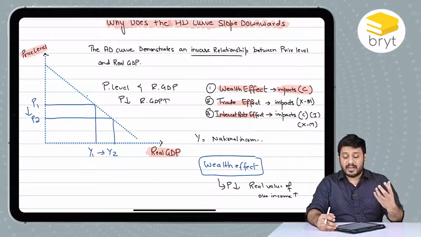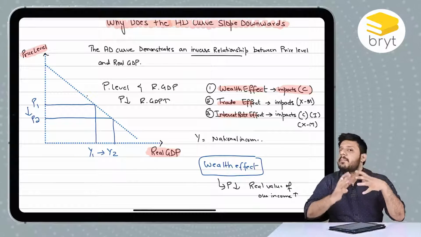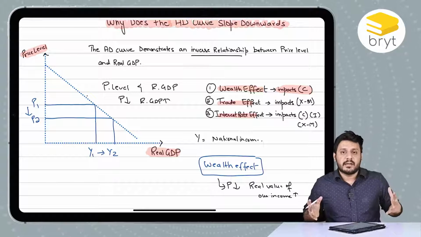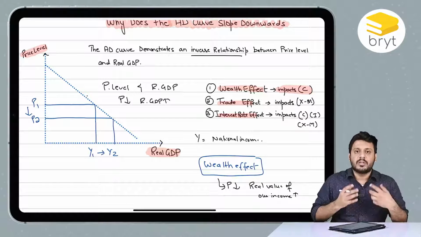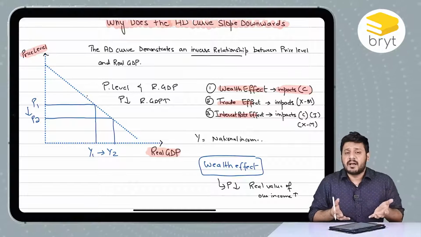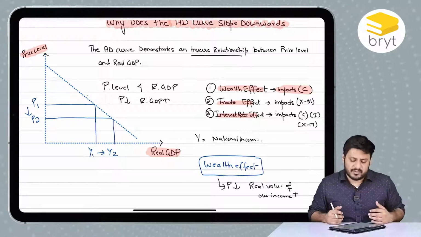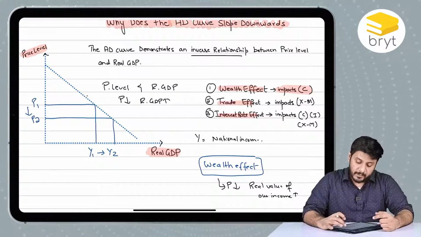But again, you need to understand that here consumer expenditure is not independently rising. It's not that C starts to independently increase. In fact, here the consumer expenditure is dependent on the change in prices, or in my example, on the fall in price. Remember, this is a very important distinction that we need to make, okay?